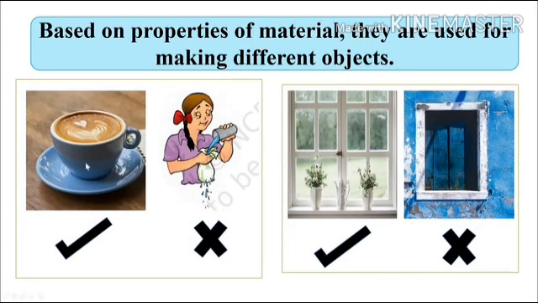For example, a tea or coffee mug is always made with clay or plastic material because its purpose is to hold the liquid. And if we try to make a coffee mug with cloth material, it will not be able to hold the liquid. Similarly, windows are always fixed with glass so that we can always see outside even when they are closed. So now we know that based on the property of a particular material, it is used for making different objects.